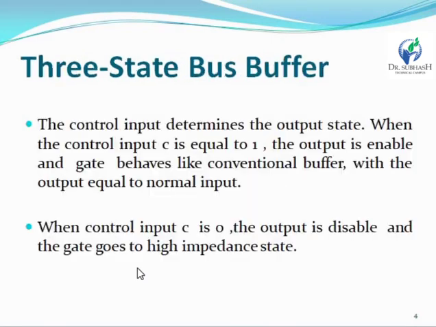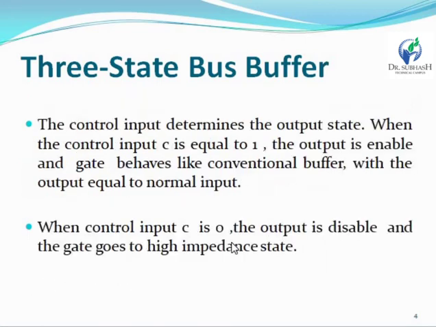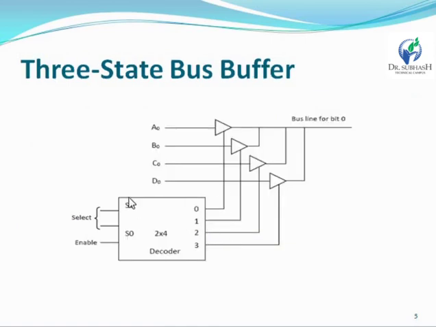A short description we can explain. This is the three-state bus buffer. If the normal input is given, the final output follows it when control input C equal to 1. When control input C equal to 0, then it goes to the high impedance state. Here we can see the diagram. This is the bus line control. All the buffers are connected to one common bus line. This is the decoder and these are the selective inputs.